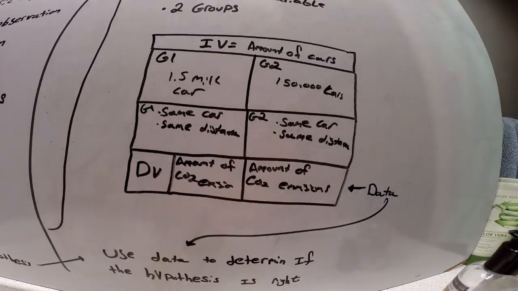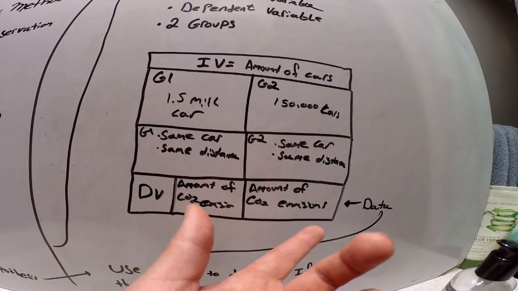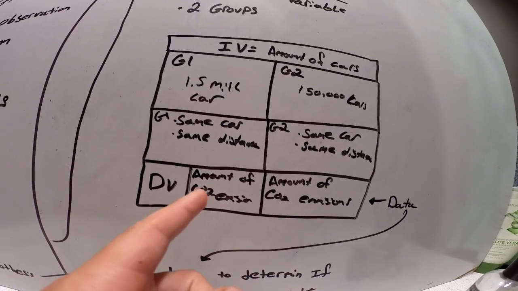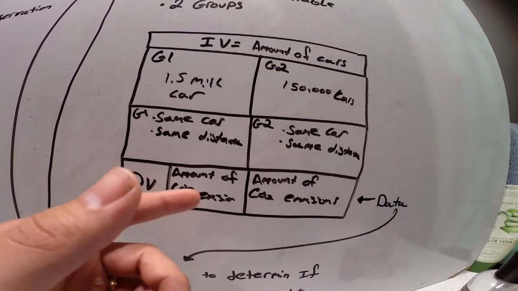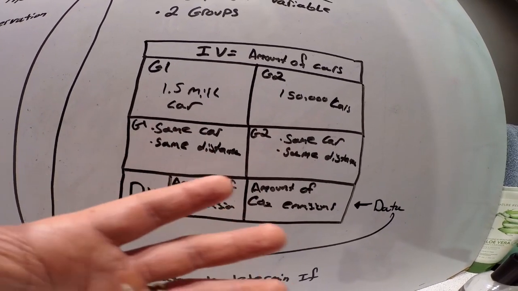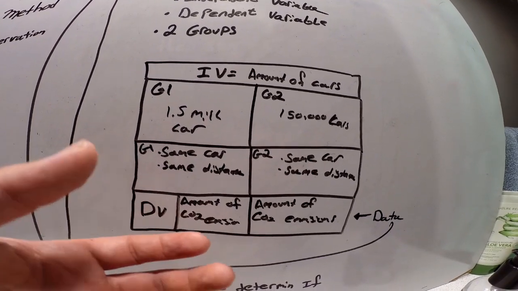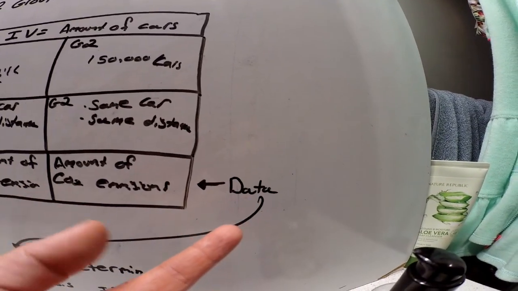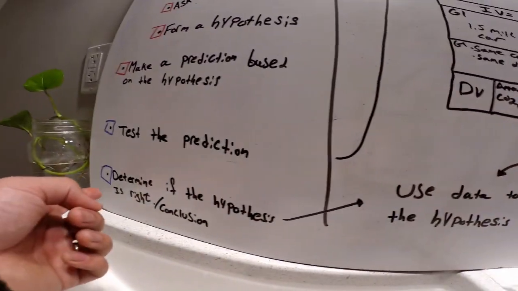And then your dependent variable, that's the thing that we're recording. So we're recording CO2 emissions. I know it's written out poorly, but hey, you've been with me a year, you know my handwriting's not the best. The dependent variable is the thing that changes because of the independent variable. So the dependent variable right now is the amount of CO2 emissions. The amount of CO2 that's emitted is going to vary between these 2 groups because of the amount of cars. That's what you're really focused on looking at. Also, the dependent variable is going to be our set of data. You're going to use this data to determine if your hypothesis is right. So that's where we do the last part.